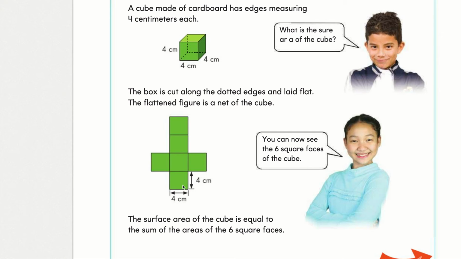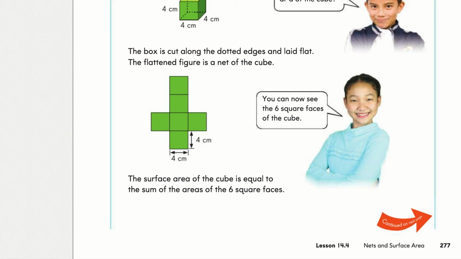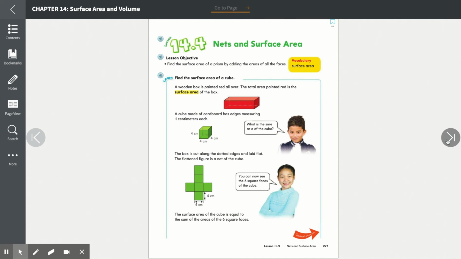You can now see the 6 square faces of the cube, and the surface area of the cube is equal to the sum of the areas of the 6 square faces. So you remember that to find the area of a square or the area of a rectangle, you just multiply the length times the width. So in this case, 4 times 4 is 16. So each one of these squares is 16 centimeters squared. So you've got 1, 2, 3, 4, 5, 6 squares times 16 centimeters squared. So let's go to the next page.